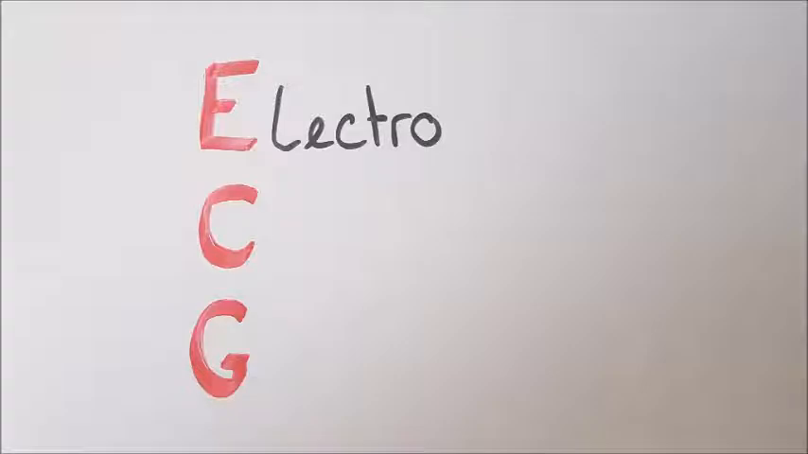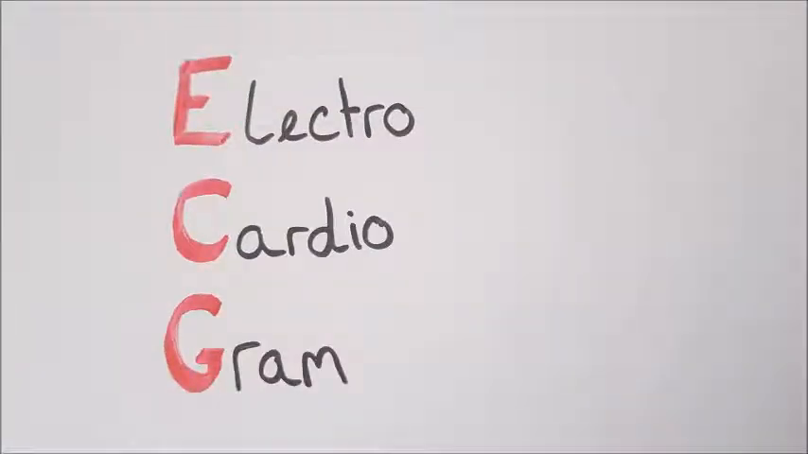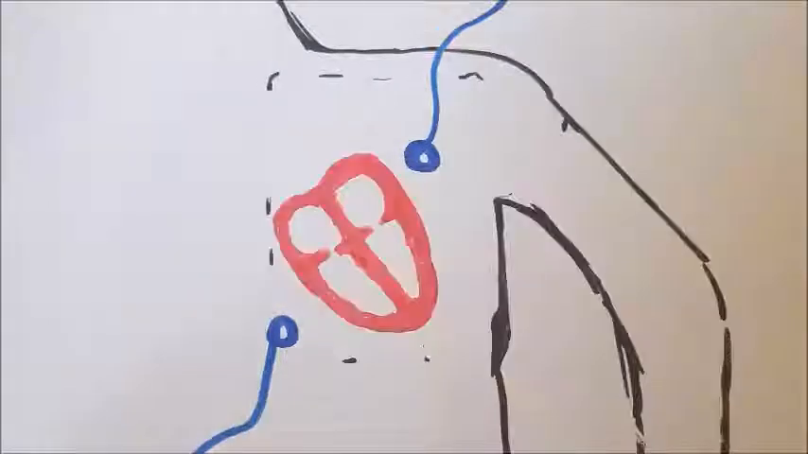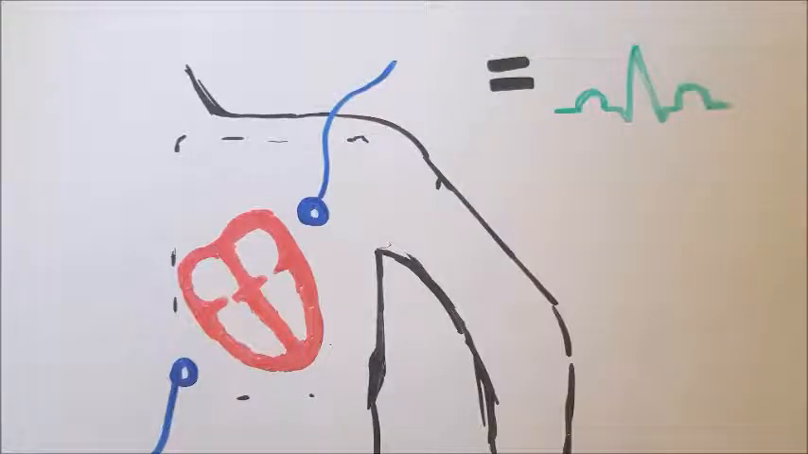ECG stands for electrocardiogram. It uses surface electrodes to record the heart's electrical impulses. These electrical impulses trigger muscle contraction and therefore the pumping action of the heart. Interpreting an ECG comes with understanding how the ECG signal represents the heart's electrical and contraction cycle.